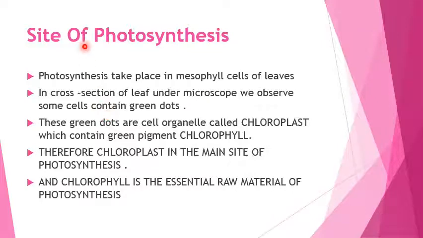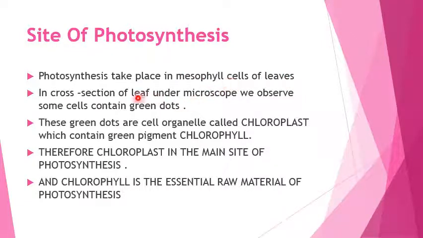Site of photosynthesis. Site means the place where photosynthesis takes place in the plants. So photosynthesis takes place in the mesophyll cells of the leaves. So, name the part of the plant where photosynthesis takes place: that is the leaves. Name the cell: the cell is the mesophyll cell.